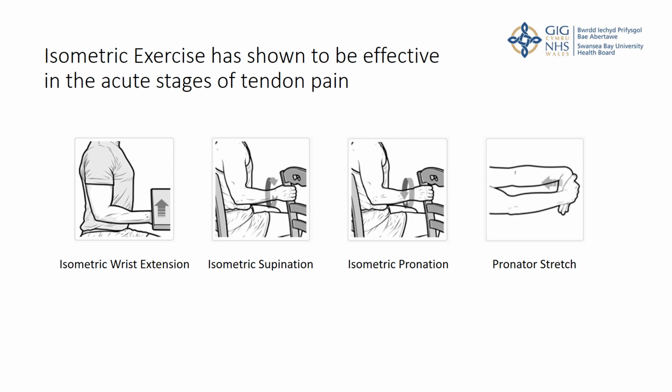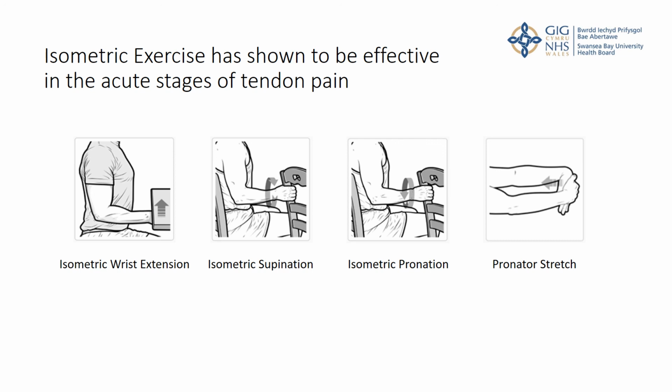Now, you can see similar exercises with isometric supination and isometric pronation, exactly the same, but instead of pushing the wrist in an upwards direction, they're trying to twist the hopefully unmovable object. So you're trying to get that static contraction.